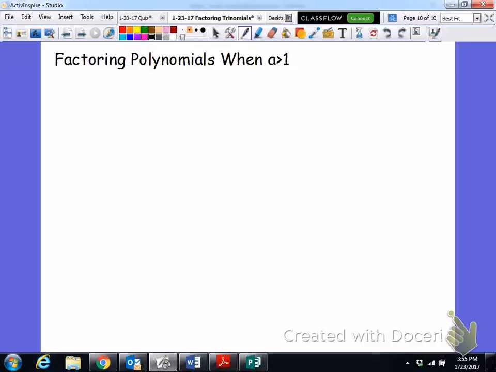All right, today we're factoring polynomials when a is greater than 1. The example problem we're going to work is 3p squared minus 2p minus 5. All right, we're going to use a pretty straightforward 4-step process.